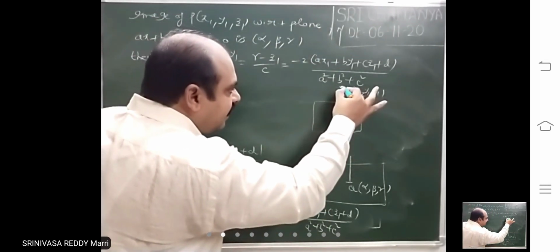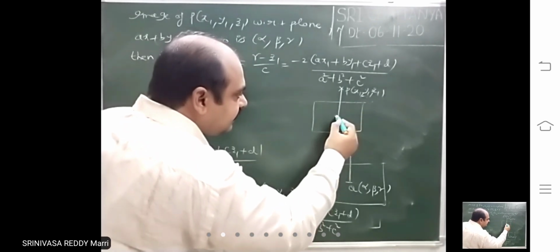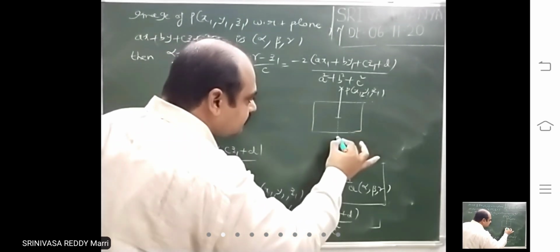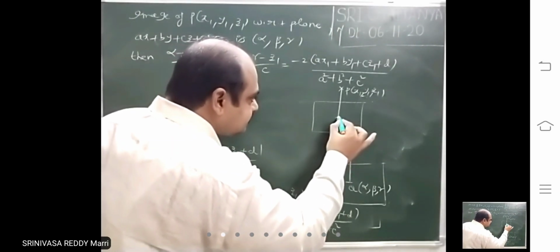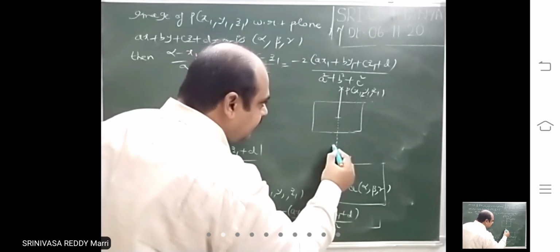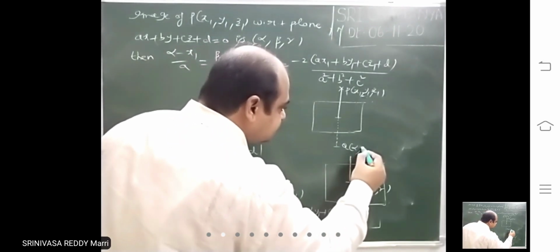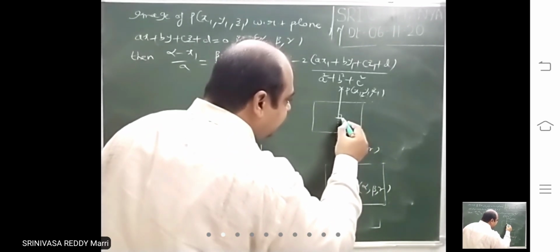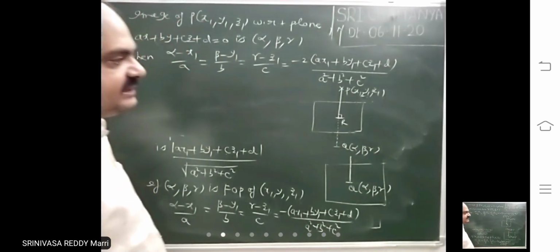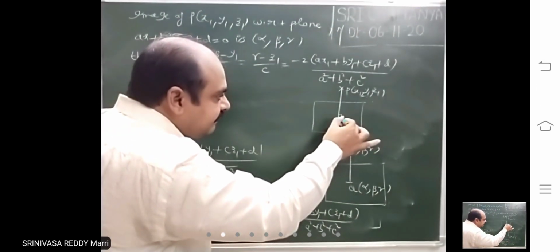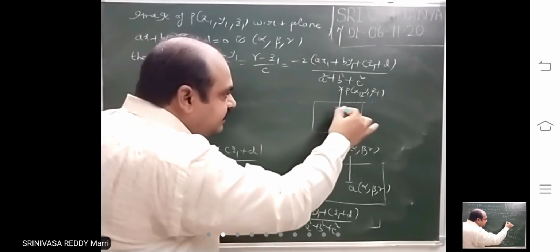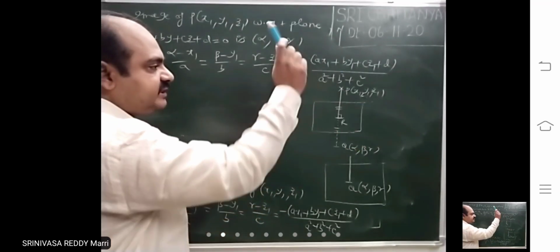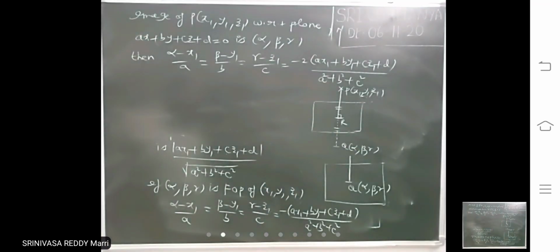From P drop a perpendicular and then extend it to the same distance. Let us say this is Q, the image (alpha, beta, gamma). I have dropped a perpendicular, and this is R, the foot of the perpendicular. Then extend to the opposite side by the same distance. Then Q is called the image, that means the reflection of this point with respect to your paper, on the opposite side of your paper.